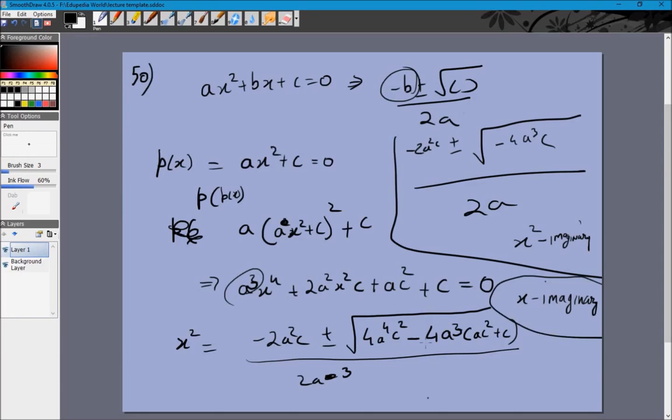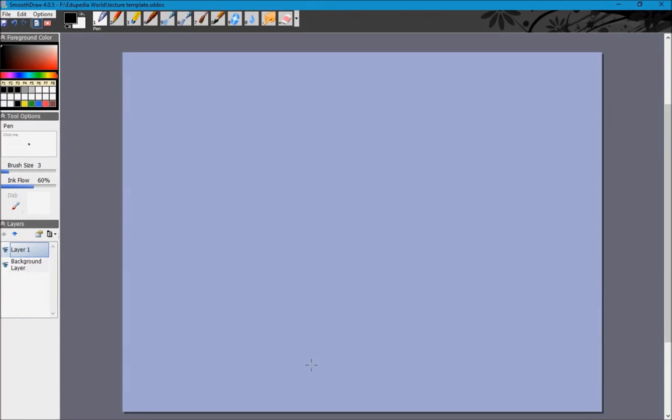So the answer to this problem is option D. No real solutions and no purely imaginary solutions. The only solutions are imaginary solutions. Let's do question 51 now.